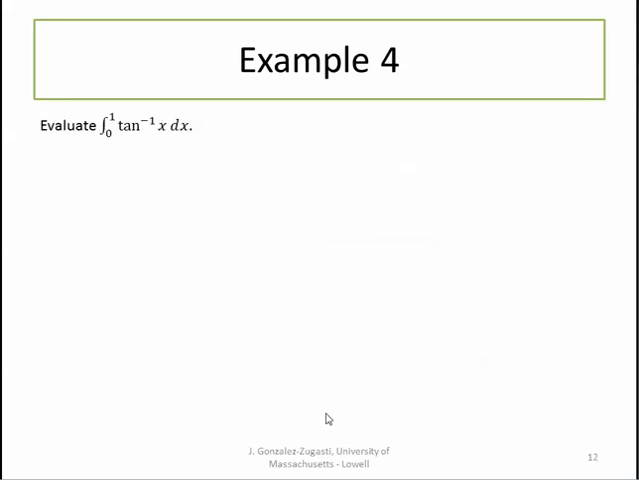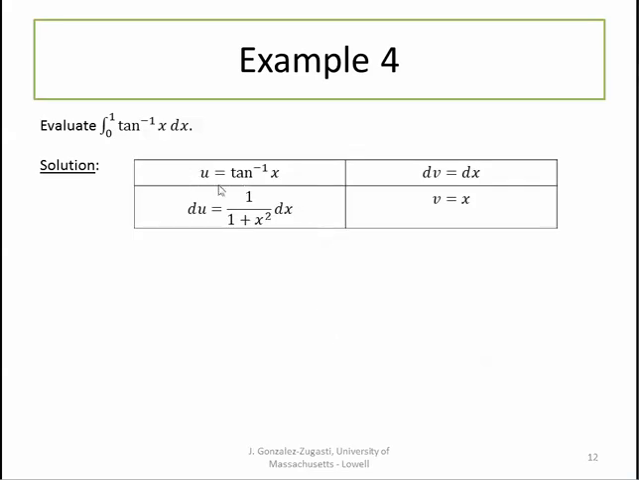Alright, our next example is going to show us how integration by parts can be used to integrate an inverse trig function. So here, let's evaluate the definite integral from 0 to 1 of tangent inverse of x. We need to make our choices for u and dv. Let u be equal to tangent inverse of x, because I know how to find its derivative. And let dv be equal to dx, because I can find its antiderivative. So the derivative of u is du, which is equal to 1 over 1 plus x squared dx, and v is going to be equal to x.